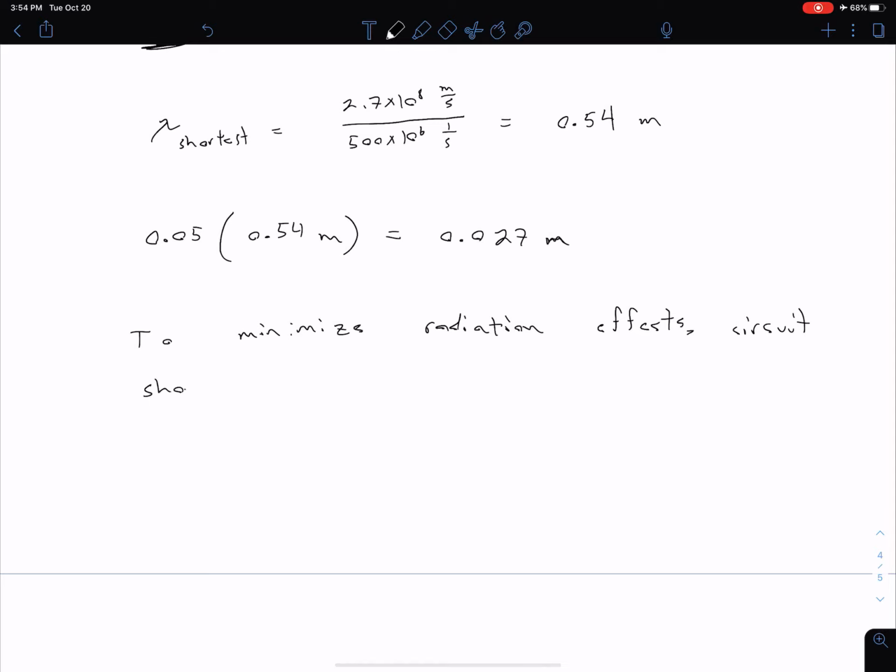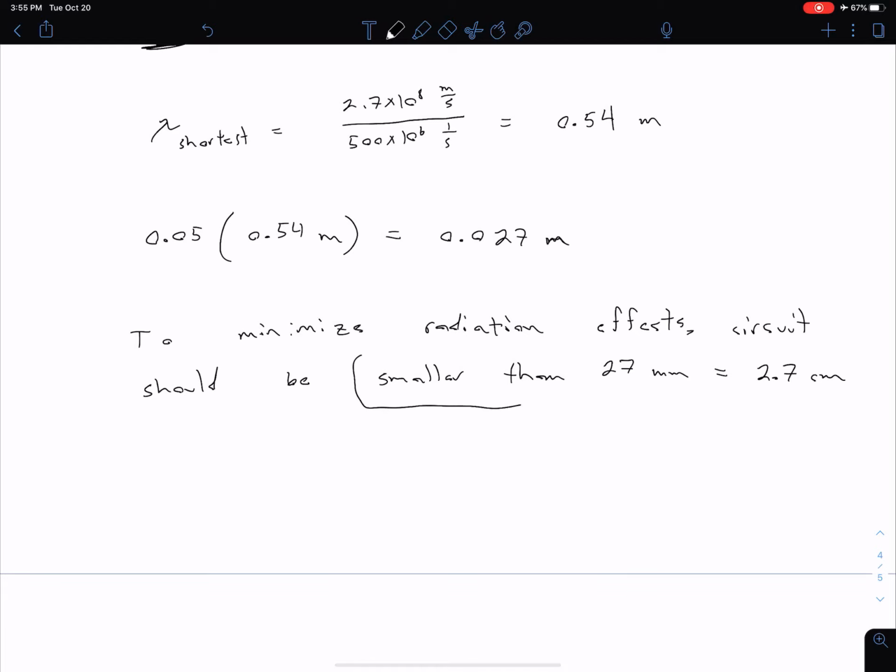So to minimize our radiation effects, our circuit should be smaller than 27 millimeters, which is also 2.7 centimeters.